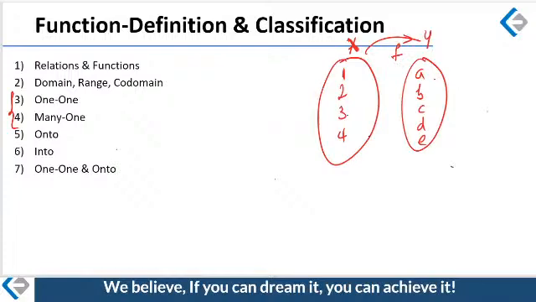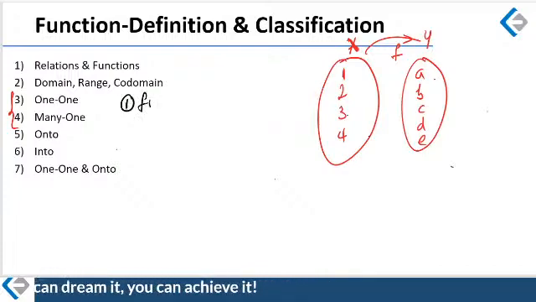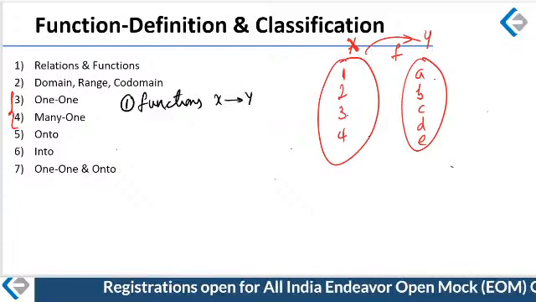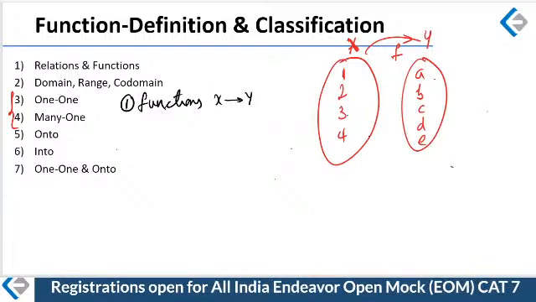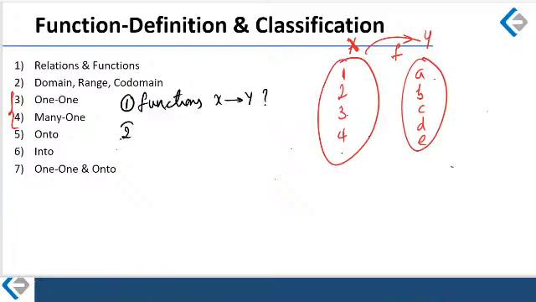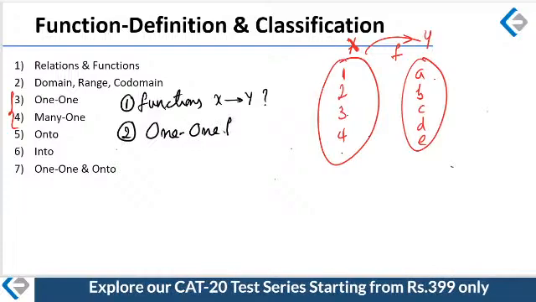Now I can ask a couple of questions. Number one, firstly, how many functions are possible from x to y? Is it 1 function, 2 functions, 10 functions, 100 functions? That can be my first question. Number 2, how many one-to-one functions are possible from x to y?